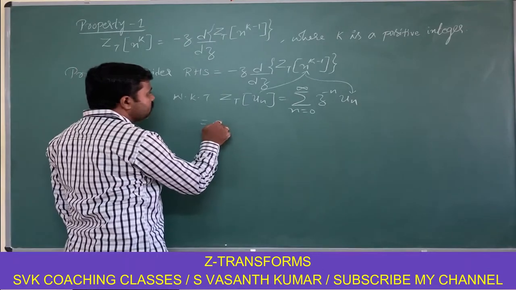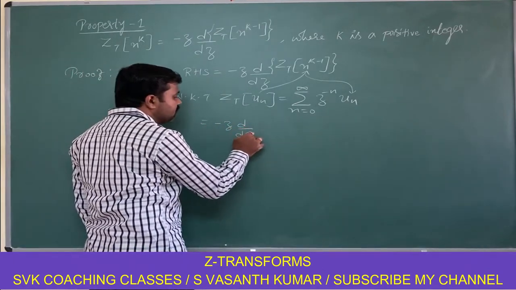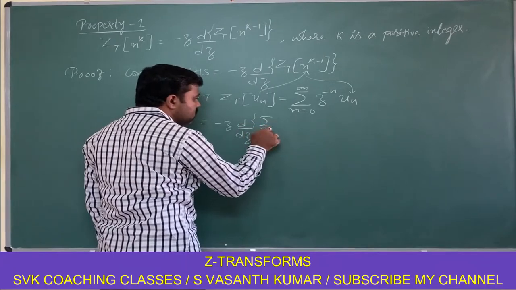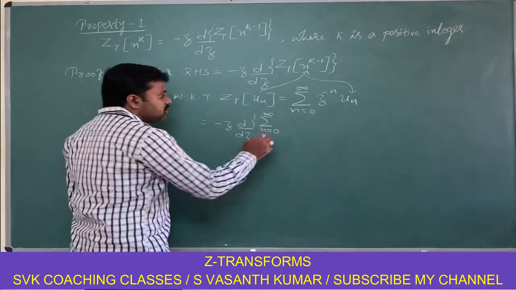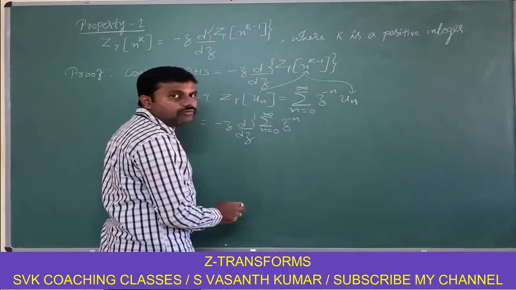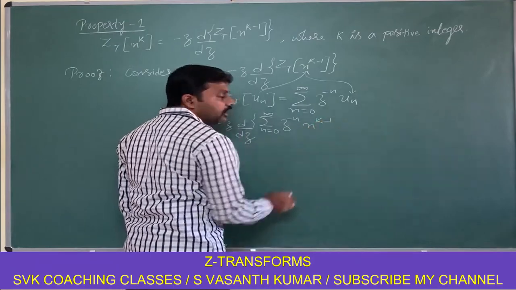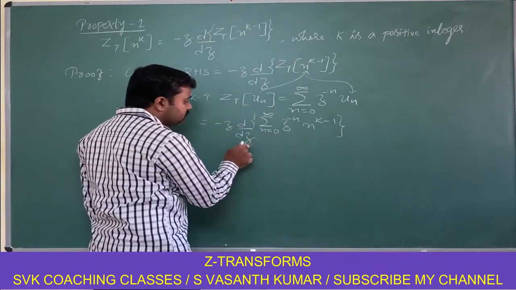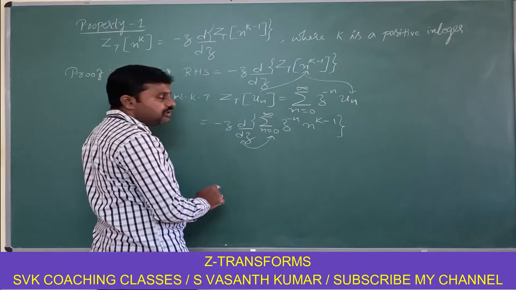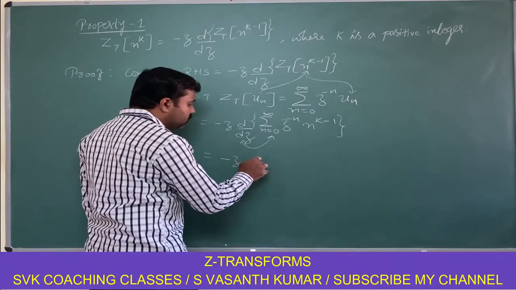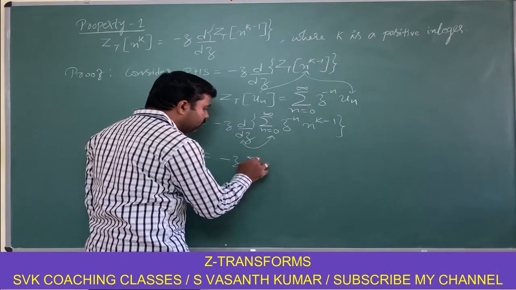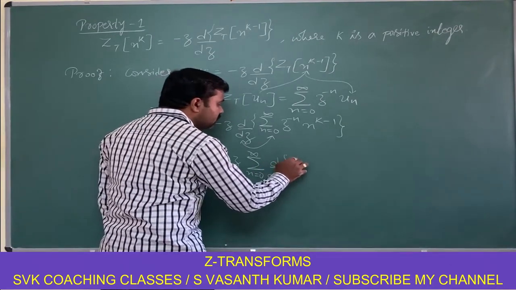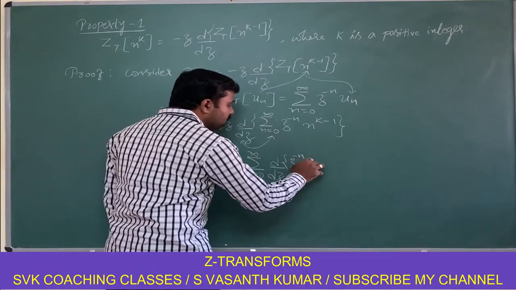So what are you going to get? It will be minus z into d by dz of the Z transform of u_n, which is summation n equal to 0 to infinity z power minus n, and in place of u_n we have n power k minus 1. Now I want to find the derivative of this. Here we can interchange the differentiation and summation. So interchange that: minus z into summation n equal to 0 to infinity d by dz of z power minus n into n power k minus 1.